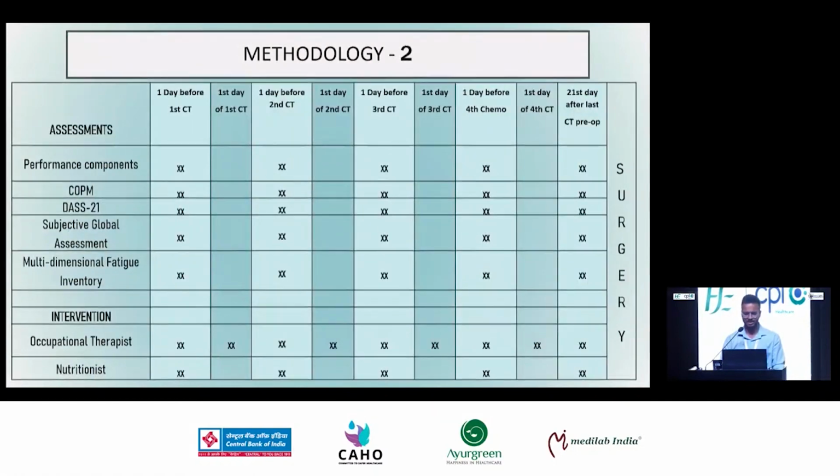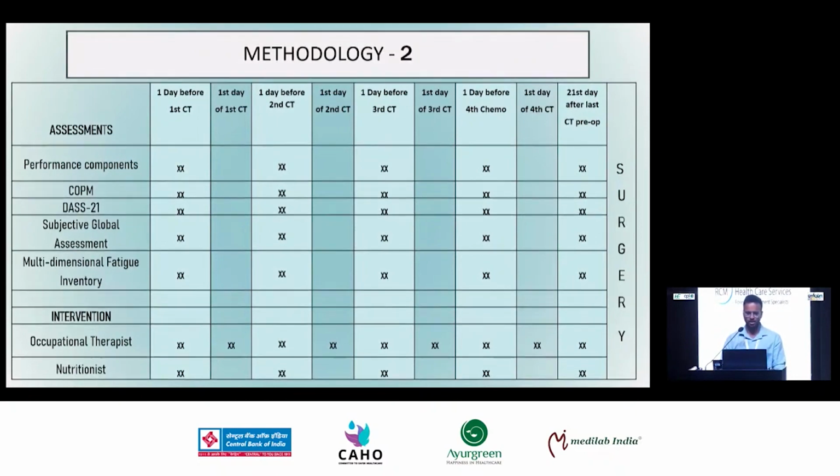This is a Gantt chart depicting the days on which the patients were assessed. So it was in congruence with their chemotherapy schedule, and patients were specially not called to our department or hospital for assessment purposes. So one day before each chemotherapy session, that is total 4, plus the 21st day after the last chemotherapy, preoperatively, the patients were assessed, and the intervention was provided by occupational therapist and nutritionist on each follow-up.